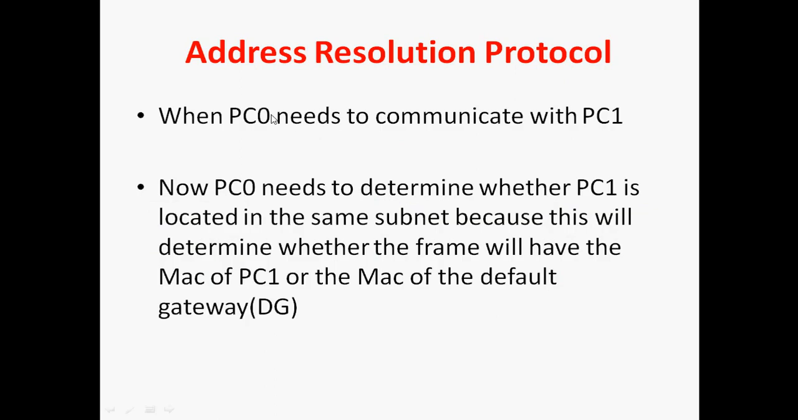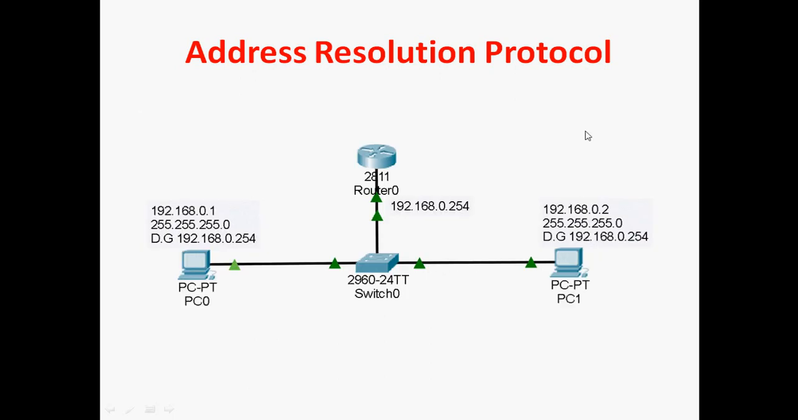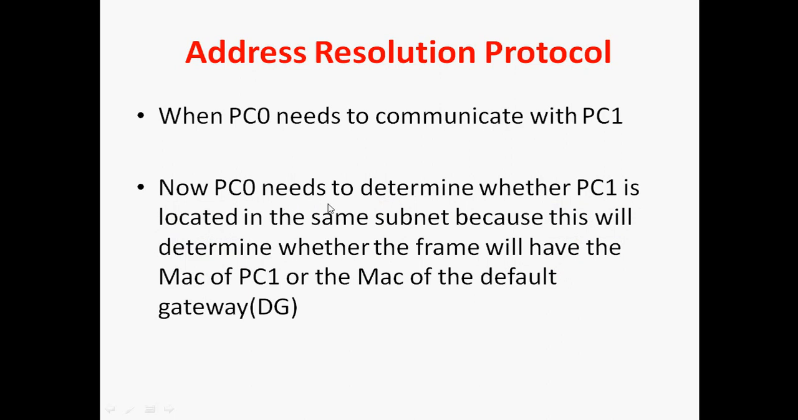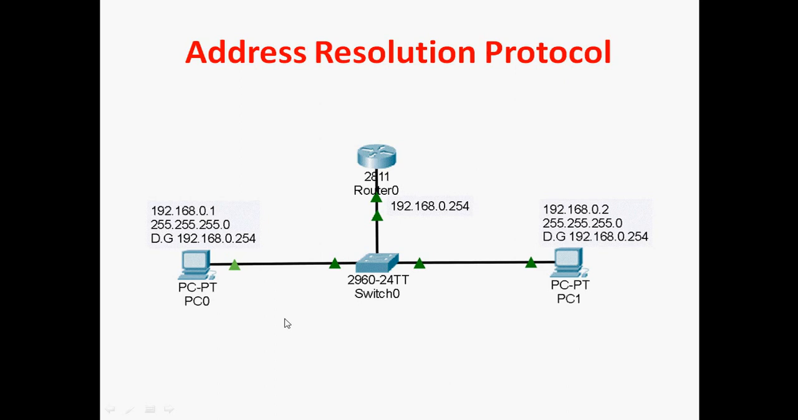When PC0 needs to communicate with PC1, PC0 needs to determine whether PC1 is located in the same subnet, because this will determine whether the frame will have the MAC of PC1 or the MAC of the default gateway. So first, PC0 will determine whether PC1 comes under the same network or a different network.